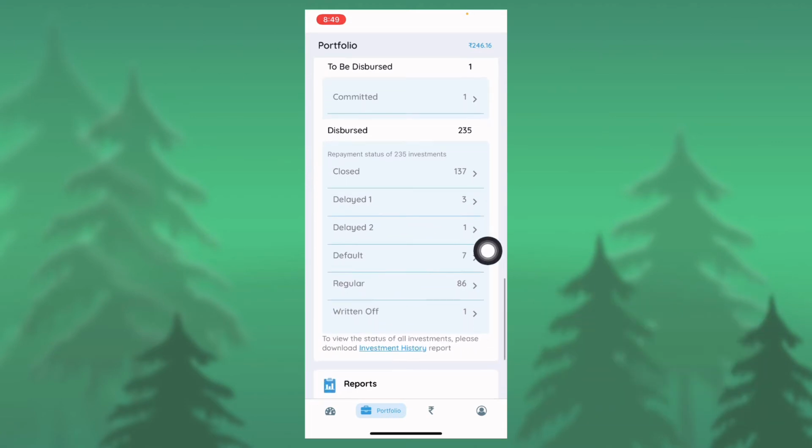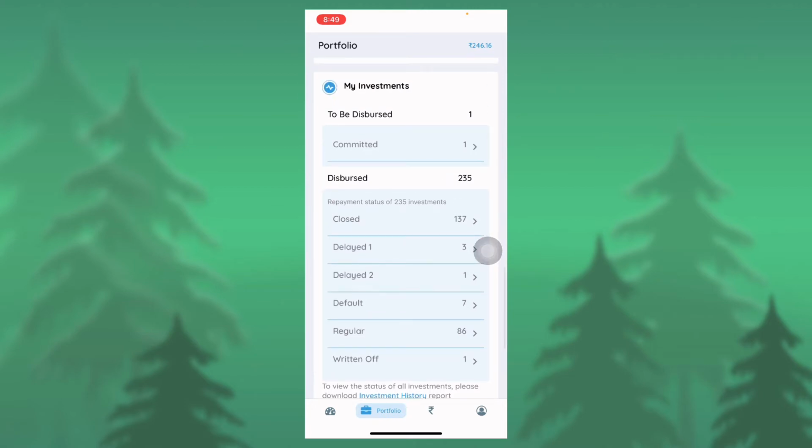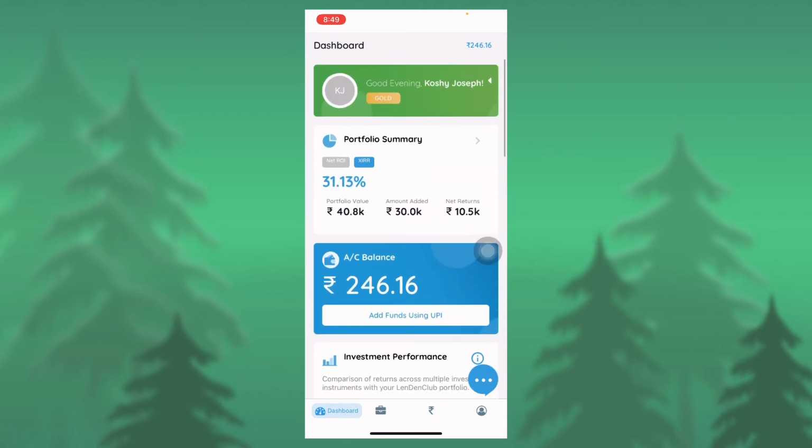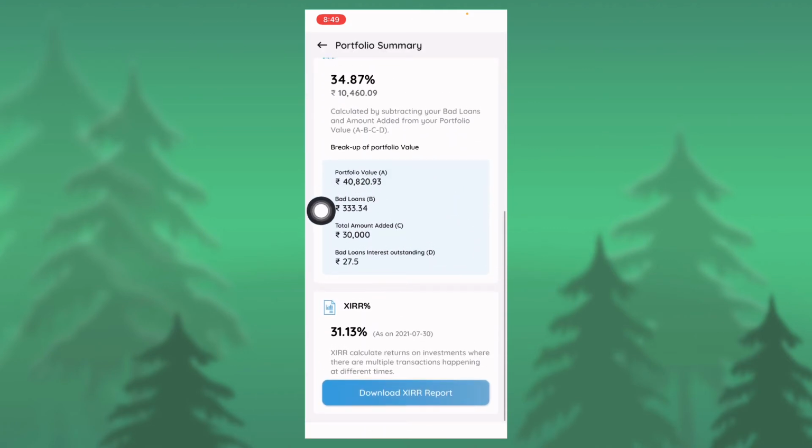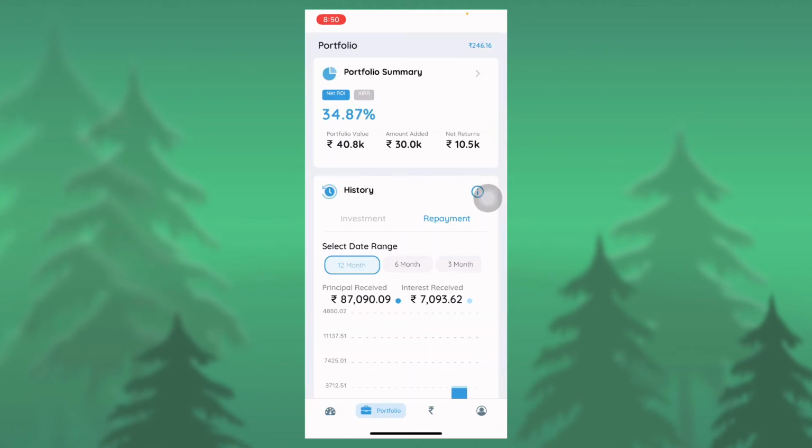So let's see, with the written off of the loan, how much interest I have received. If you look here, in the bad loans section, 333 rupees 34 paise is the principal amount that I have lost with that write-off. So I have to subtract this amount from the total interest that I have earned thus far. Once subtracted from 7093 rupees, it will be around 6600 rupees. So in spite of the first write-off, I have received an interest of over 6600 rupees on an investment of 30,000 rupees over a period of 9 months.